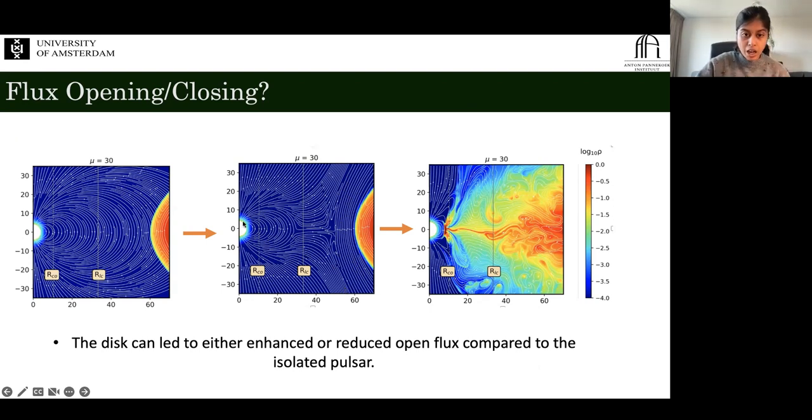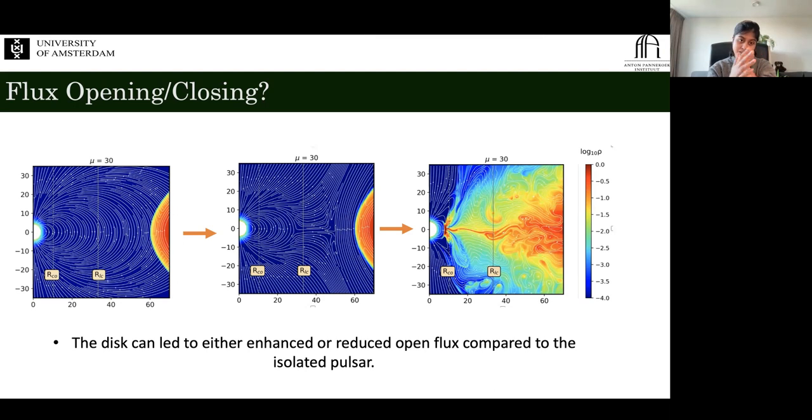Now, depending on how fast the star is rotating or how strong the stellar magnetic field strength is, you can either have the disk field being antiparallel to the flux bundle from the Alfvén wave, reconnect, and basically give rise to an enhanced jet power, or the disk can actually close down the normal open flux that we have, giving rise to a lower jet power compared to the isolated case.